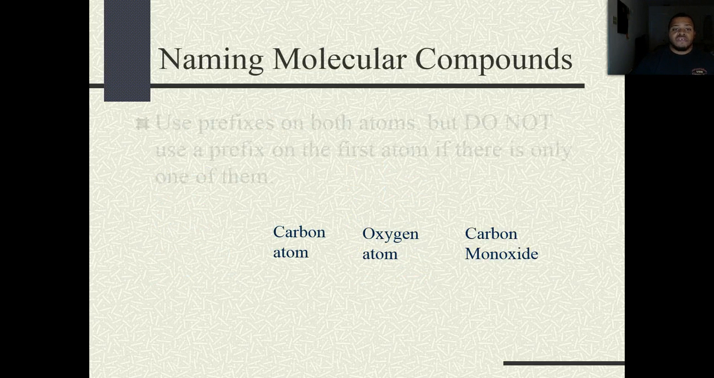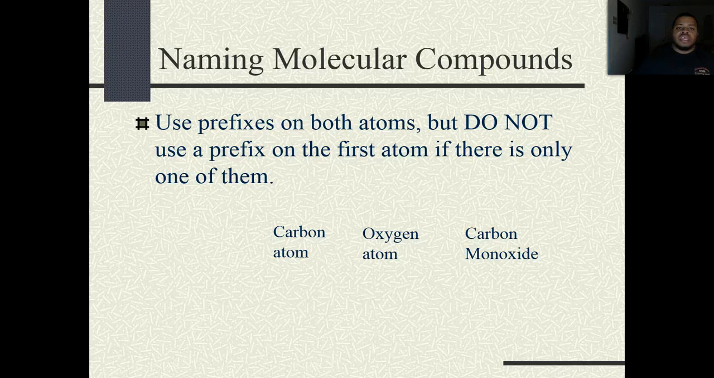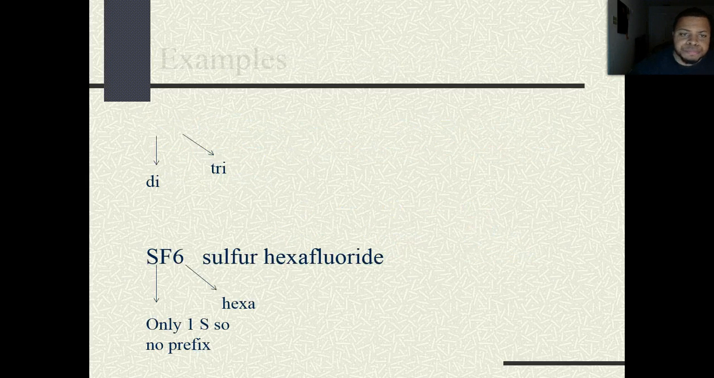Now, if there's only one atom in the first element in the compound, there's only one of them, we don't have to use a prefix. But if there's more than that, we do have to use them. So in the example we have here, we have a carbon atom and we have an oxygen atom. So carbon monoxide, mono meaning one, oxide, just like we did before with our second element, we changed the ending to IDE. So that part's not too bad.